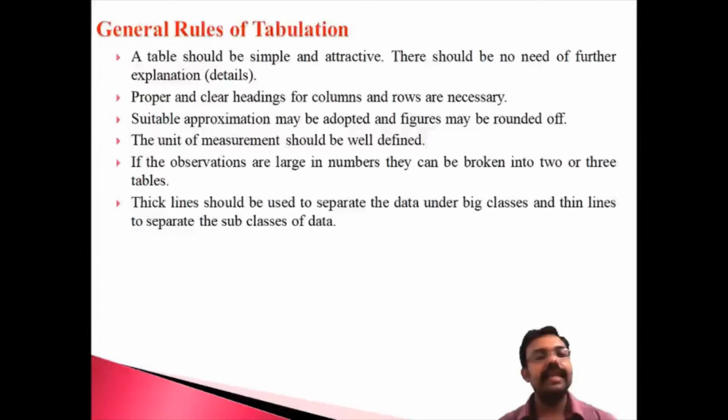And once again, a table should be simple and attractive, and proper clear headings for rows and columns are essential. That's row-wise information and column-wise information. Suitable approximations mean figures are to be rounded off, along with the unit of measurement. The large number of observations can be split into three or more tables, and a thick line should be used to separate the data, the big classes. If you are using the APA style, that's horizontal lines only. Okay, and these are the important rules for tabulation.